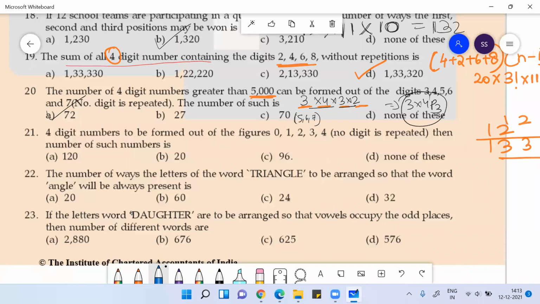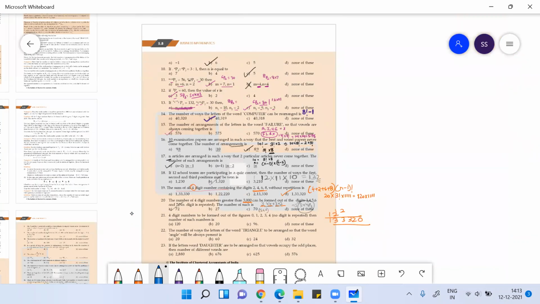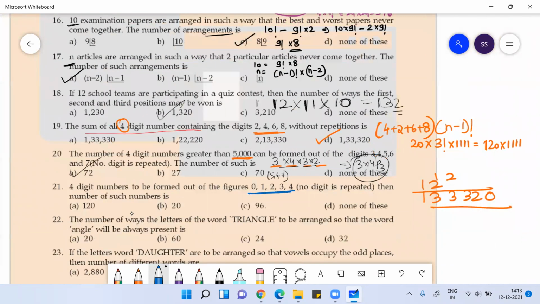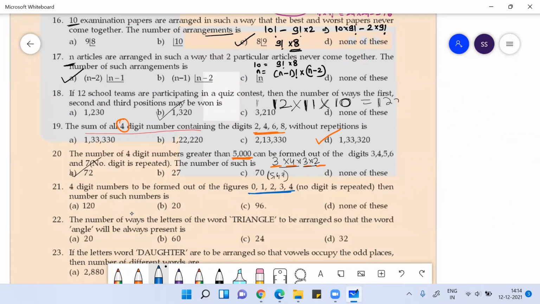So question number 21. Four-digit numbers are to be formed from 0, 1, 2, 3, 4, with no digit repeated. Then the number of such numbers? For a four-digit number, in the first place 0 cannot come. Out of 1, 2, 3, 4, any digit can come. Then you have three places and four digits, which will come in 4P3 ways. So 4 into 3 into 2, that is 24, so 4 into 24 is 96.